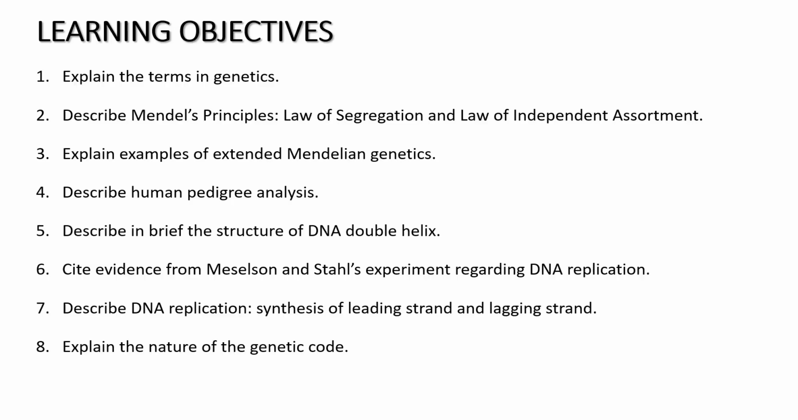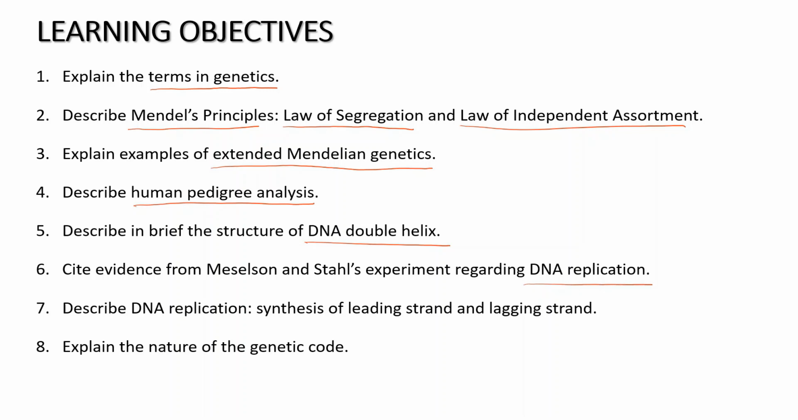The learning objectives of this chapter are: Number 1, explain the terms in genetics. Number 2, describe Mendel's principles, which involve the law of segregation and law of independent assortment. Number 3, explain examples of extended Mendelian genetics. Number 4, describe human pedigree analysis. Number 5, describe in brief the structure of the DNA double helix. Number 6, cite evidence from the Meselson and Stahl experiment regarding DNA replication. Number 7, describe DNA replication, which involves the synthesis of the leading strand and also the lagging strand.